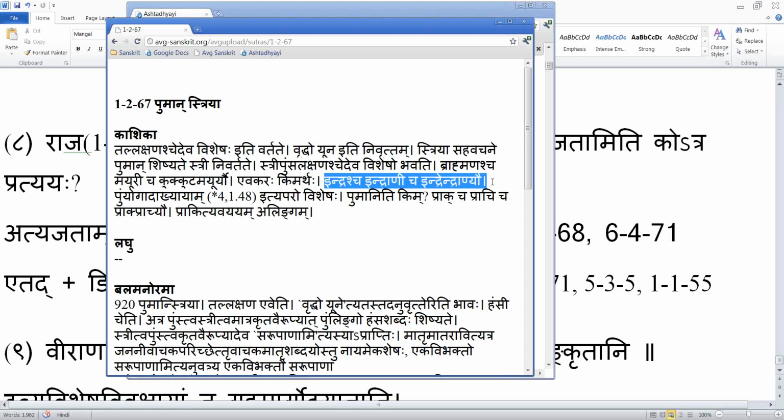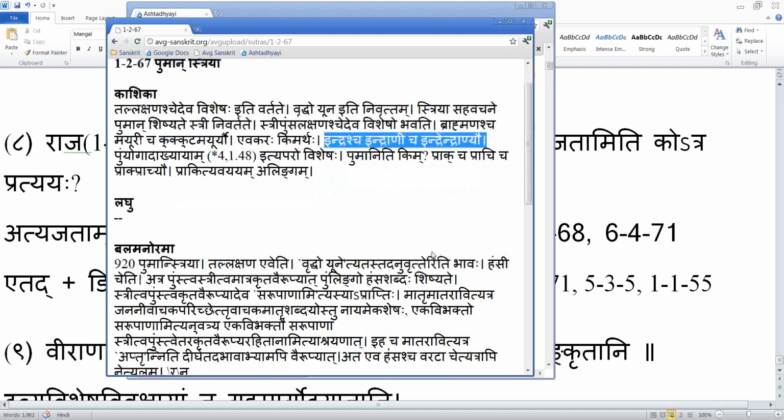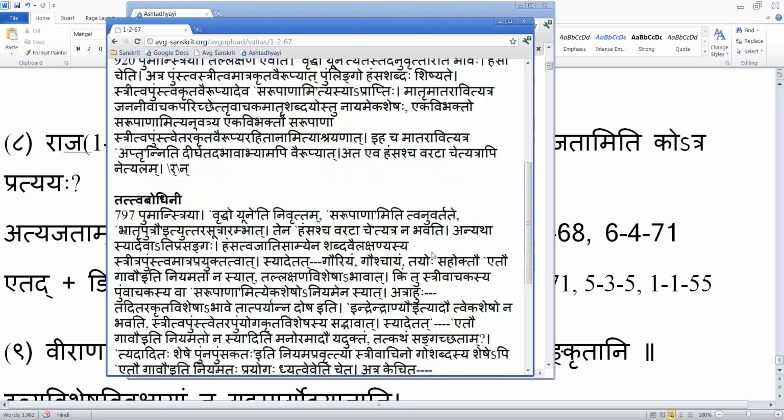Supum Yoga Dakshayam is the Aparo Visheshaha. If there's some other Vishesha between them, then no. That's what happened. But I think it's a good point. We could probably invoke this one here, because you become Raja now. Right? Raja cha Raja, you become Raja now. Yes. Let's see what Tattabodhini says here.